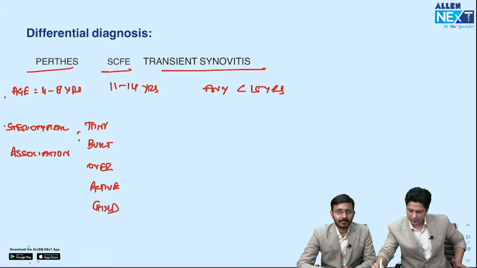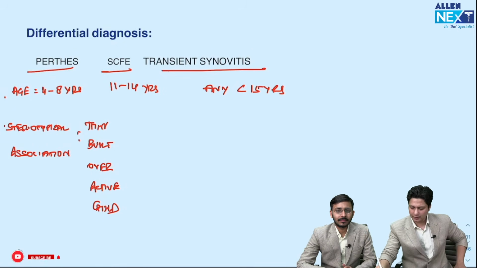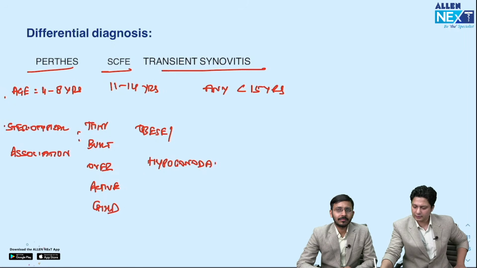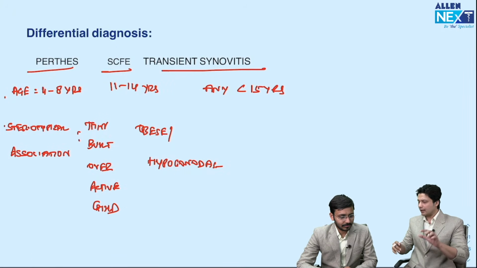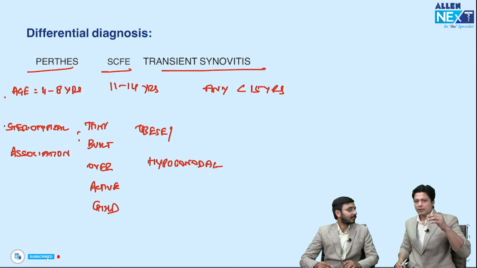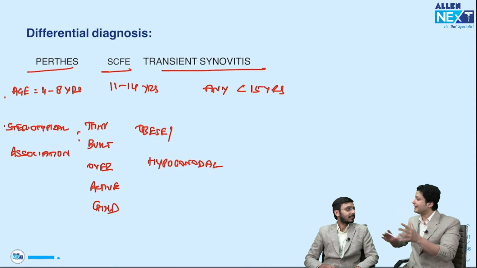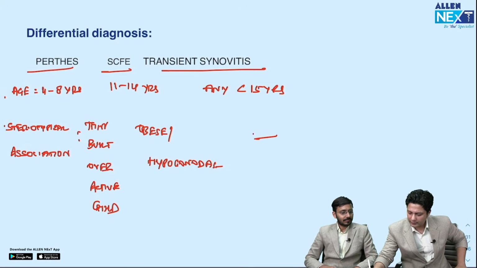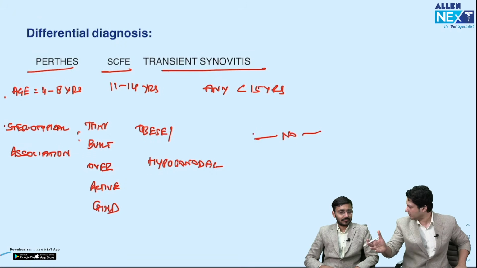Next, for SCFE, on the other hand, exactly opposite: obese, or a hypogonadal male. The hypogonadism clinical features are less likely to be provided. I have seen multiple questions asked like a 13-year-old male having 86 kg weight. And for transient synovitis, there is no such stereotypical finding. It can happen in any individual.